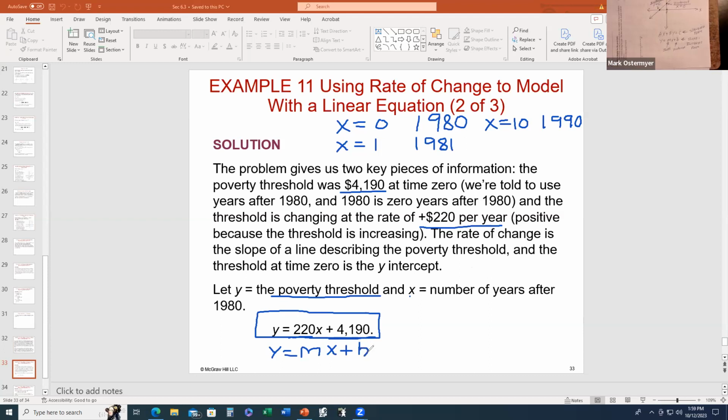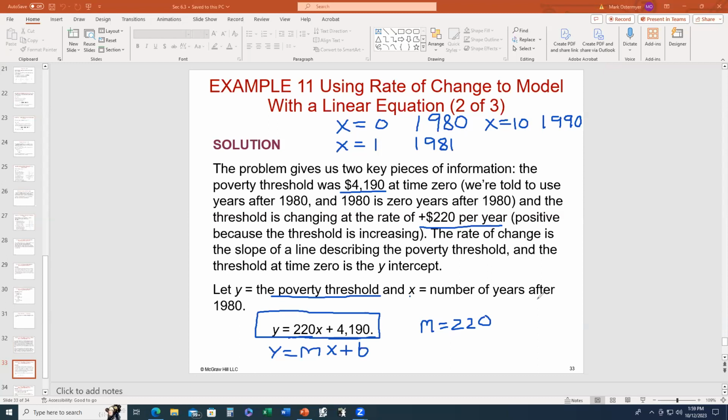So what's the slope m? 220. What does the slope really mean in the context of this problem? It's the rate of what? Rate of change of the poverty threshold value per how much time? Per, was it 10 years, 20 years, per 30 years, per?